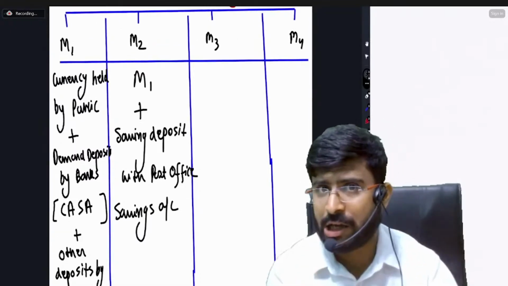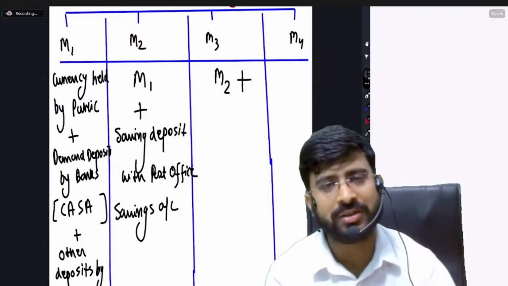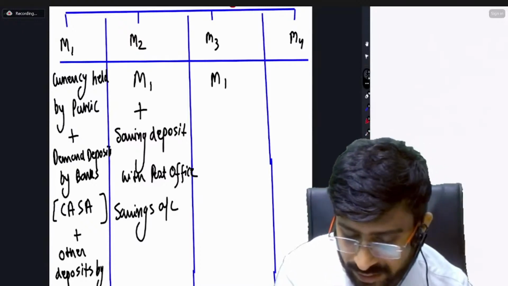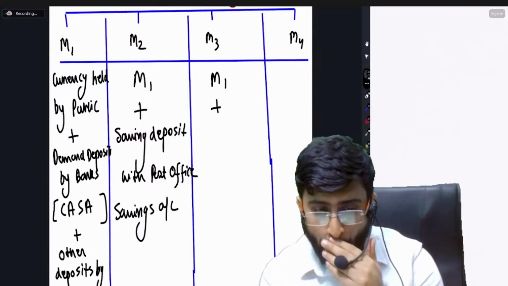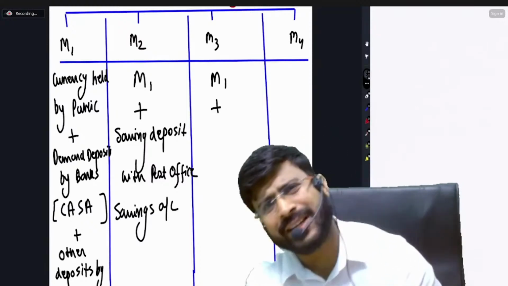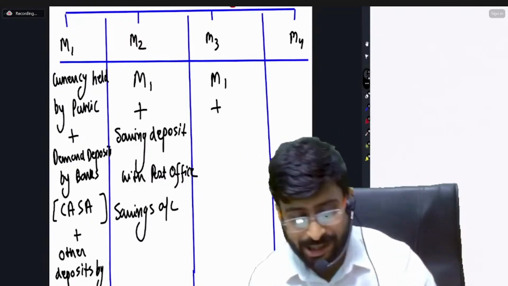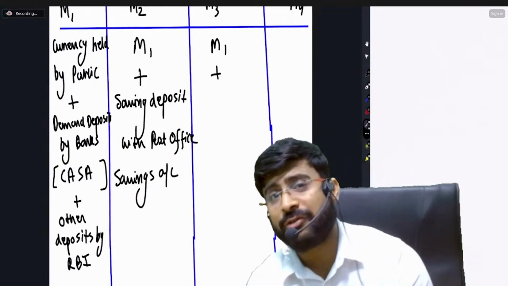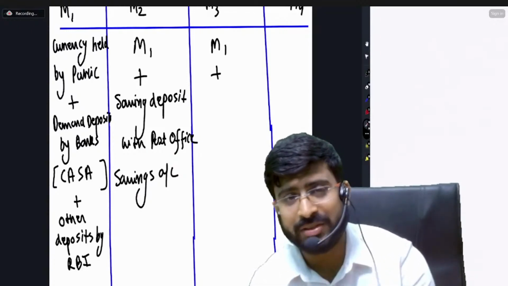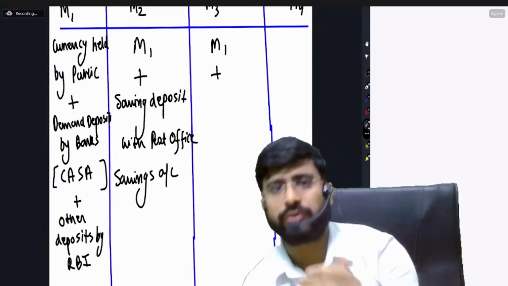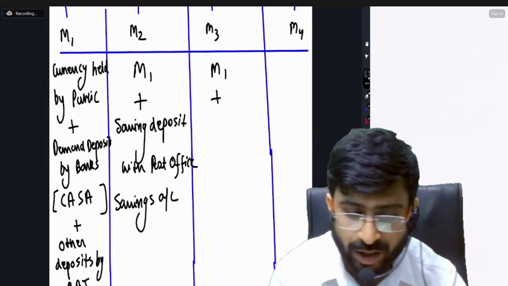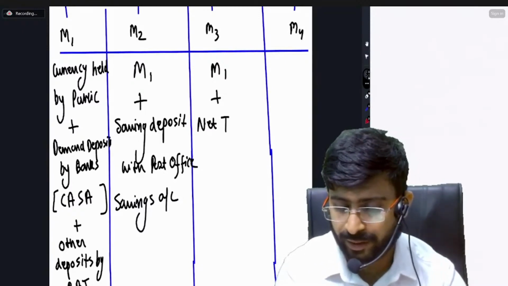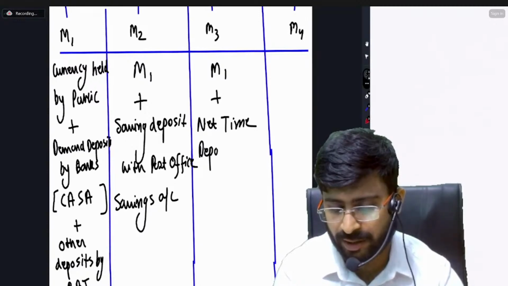Friends, in M3, be careful. What students do is, in M3 they write M2 plus. This is wrong. M3 is not M2 plus. M3 is again M1 plus time deposits. You know what time deposits are? Fixed deposit, recurring deposit. Here you had current account, savings account, but where will FD and RD come? The money you keep for a longer period of time, FD is the amount of money you save in the bank for a longer period. So dear students, in M3 that is included. So M3 is M1 plus net time deposits in the banking system.